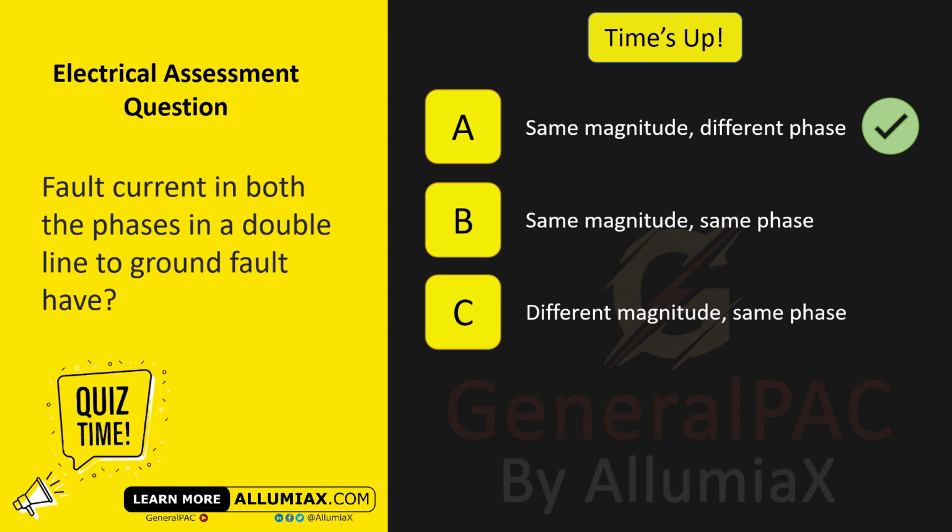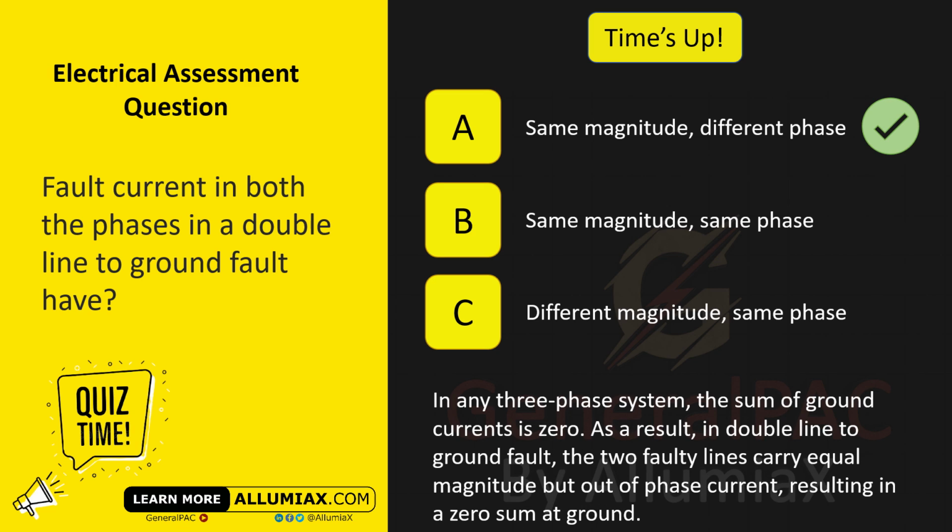Same magnitude, different phase. In any three-phase system, the sum of ground currents is zero. As a result, in double line to ground fault, the two faulty lines carry equal magnitude but out-of-phase current, resulting in zero sum at ground.